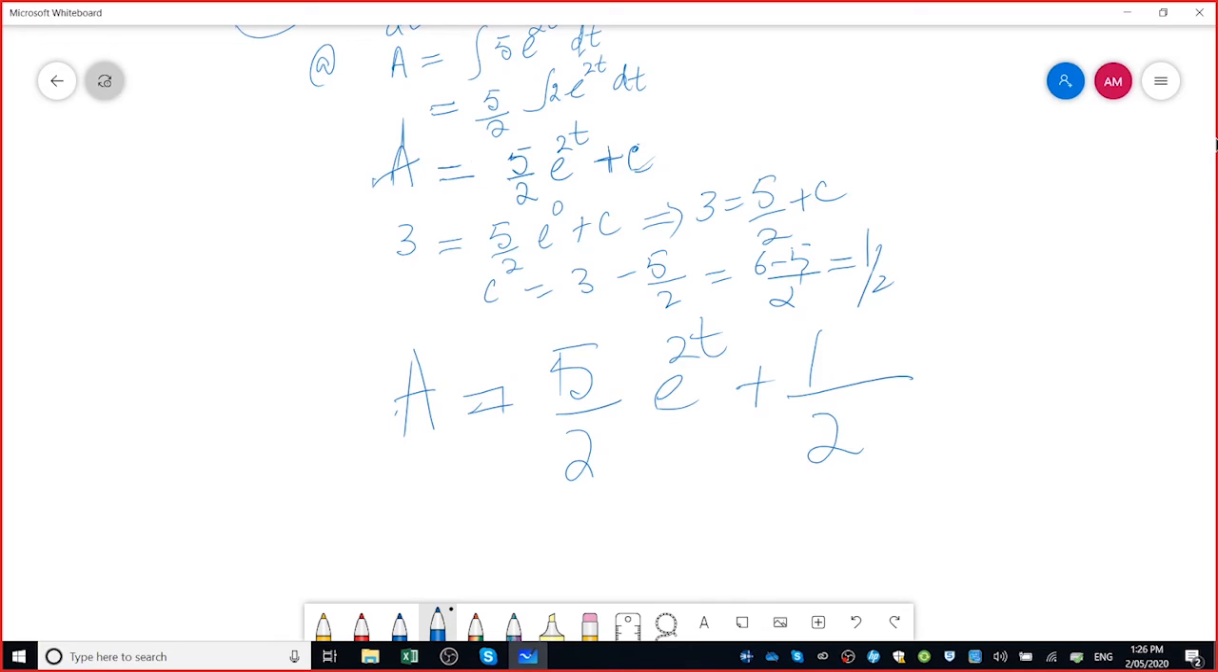Okay. Next question. The exact value of a when t is equal to 0.5. Can you find that? Okay. I'll do it.